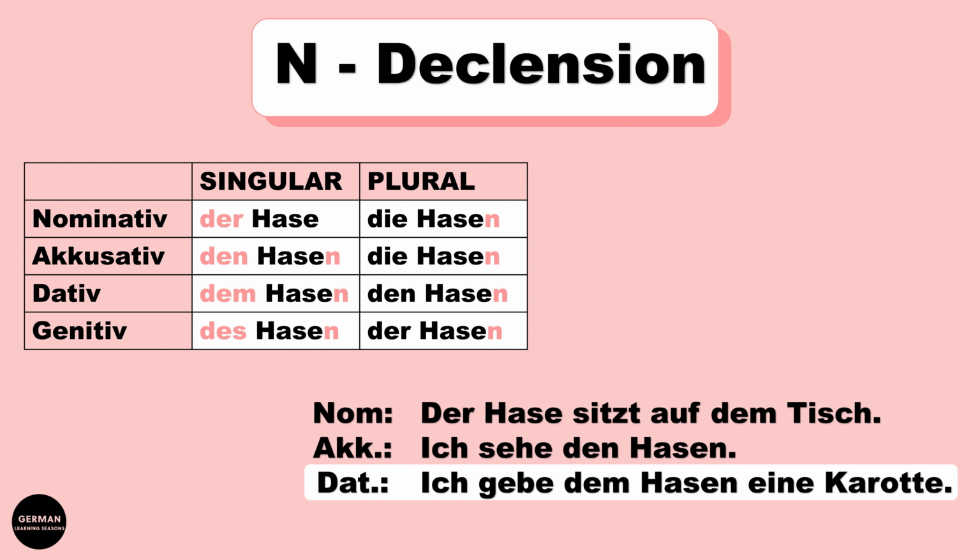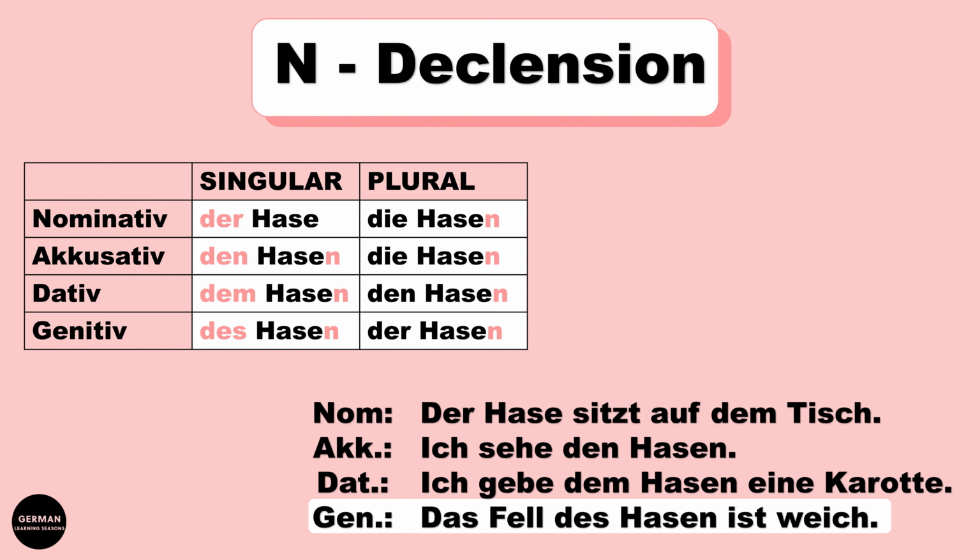Next one. Ich gebe dem Hasen eine Karotte. I'm giving the rabbit a carrot. Wem gebe ich eine Karotte? Dem Hasen. So this is dative. And genitive. Das Fell des Hasen ist weich. The fur of the rabbit is soft. Wessen Fell ist weich? Des Hasen. So this is genitive.